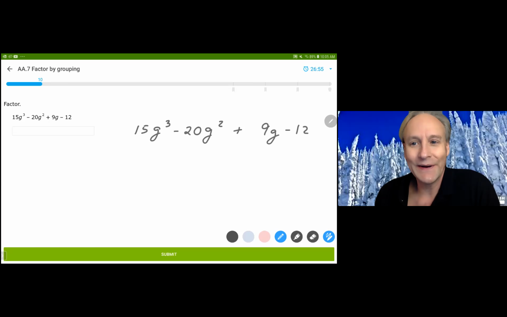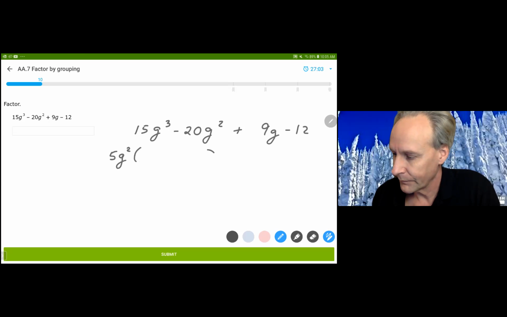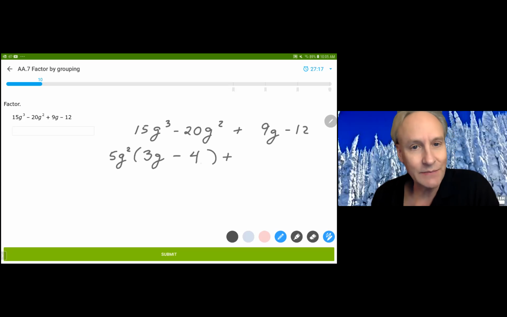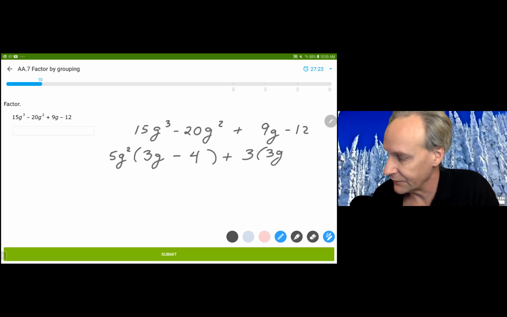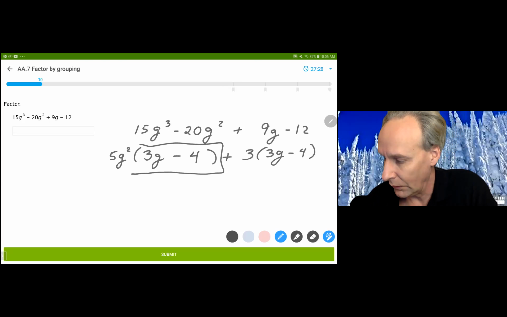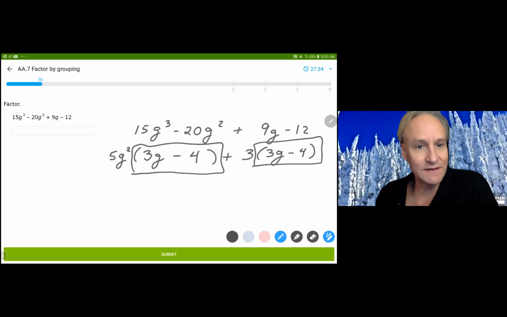And what I'm looking for is the common factor. So we have a 5g squared that we can take out. And what's left is 3g, because that g squared gives us g cubed, and the 5 times 3 is 15, minus 4, isn't it? Now, I want to make sure I get a 3g minus 4 on the other side. Well, if I take out the 3, I get a 3g minus 4. And the common factor, weird, is this whole thing. This 3g minus 4 is the common factor that gets taken out.